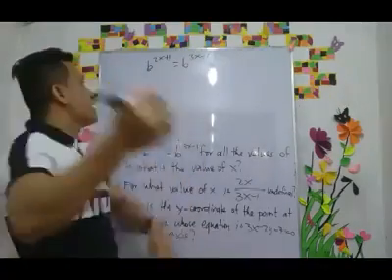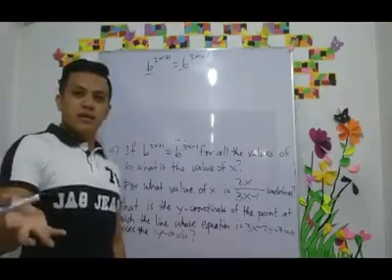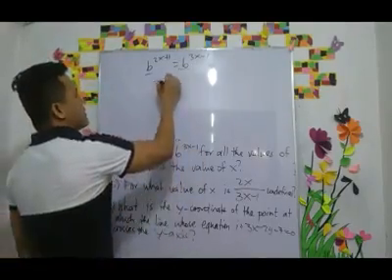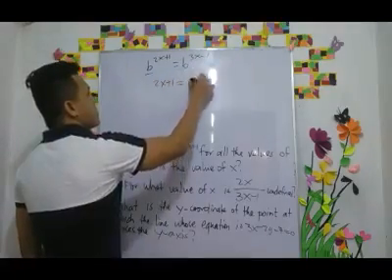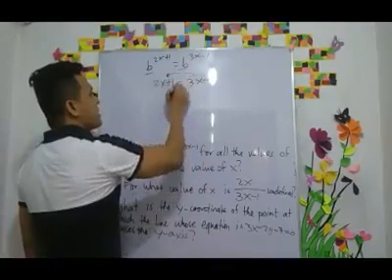So what we're going to do, since we already have the same bases, is in exponential form, always equate the exponents. So we have there 2x plus 1 is equal to 3x minus 1. Okay? Now here, transpose it to the other side, and also the 1.